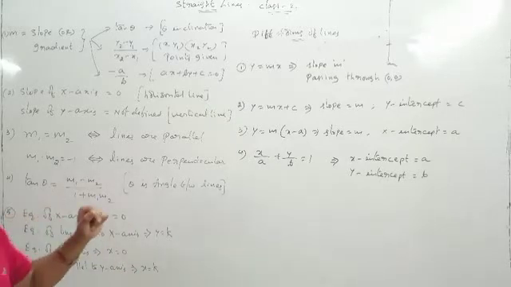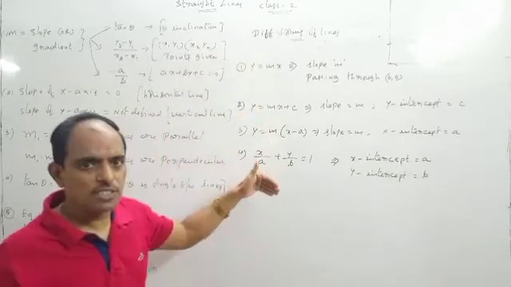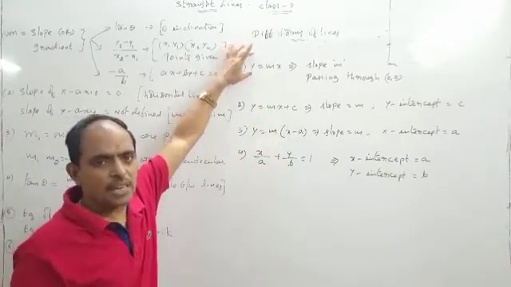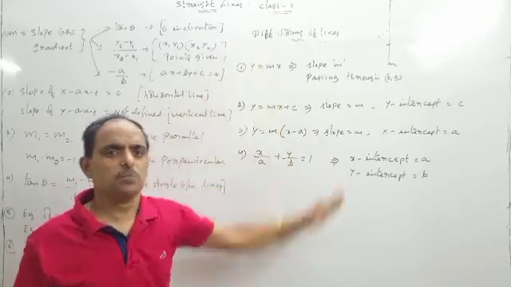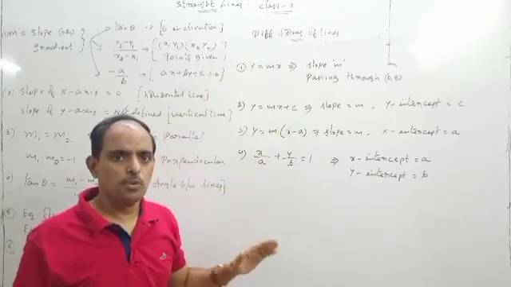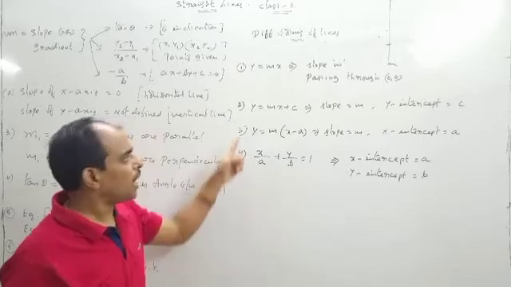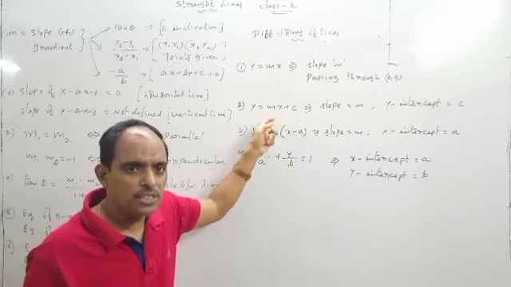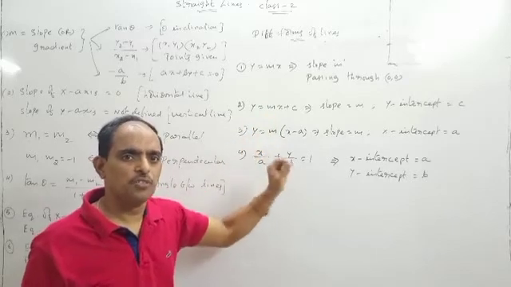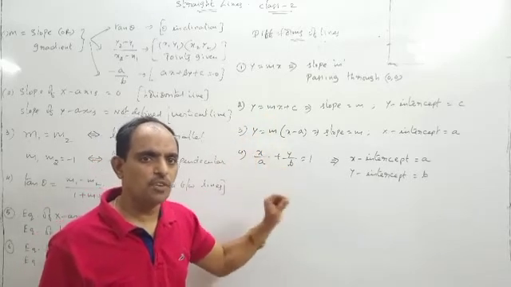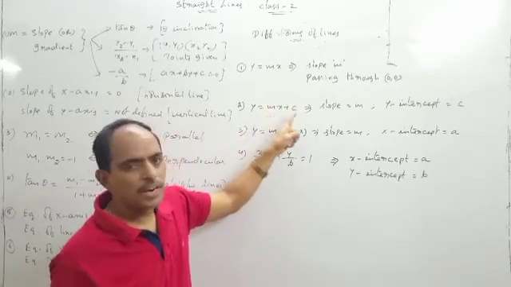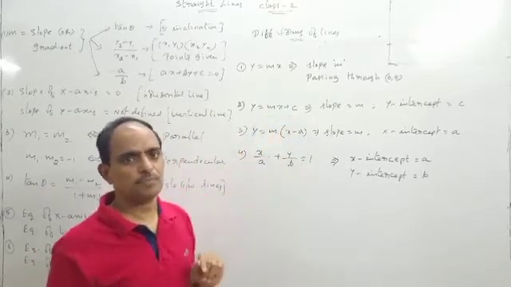These are the different forms of straight lines I taught in the last class. y equals mx is a line always passing through the origin, whose slope is m. And y equals mx plus c is a straight line. What is the name of this line? Slope intercept form, where m is the slope and c is the y intercept.